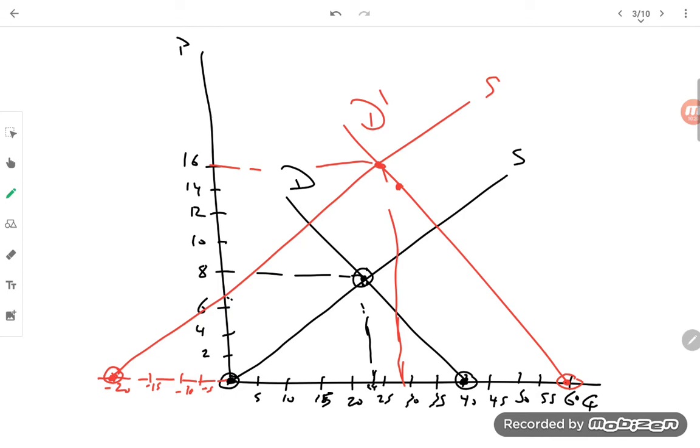So from this we can conclude that as people expect the prices to increase, demand will increase and the demand curve will shift to the right. And supply will decrease and the supply curve will shift to the left. As a result, equilibrium quantity is going to increase from 24 to 28 and equilibrium price is going to increase from 8 to 16.